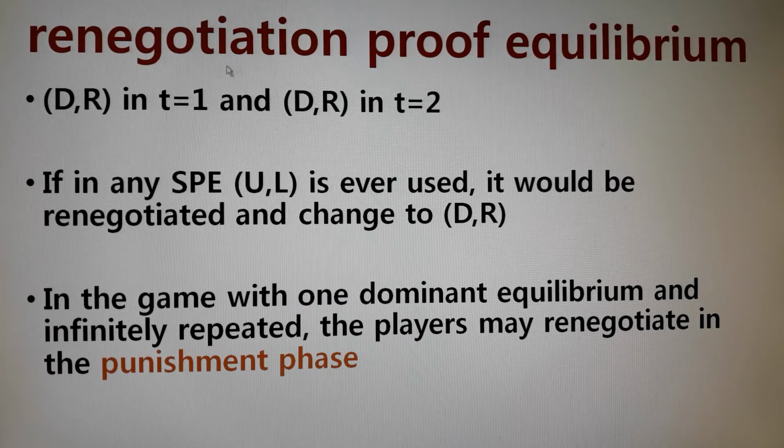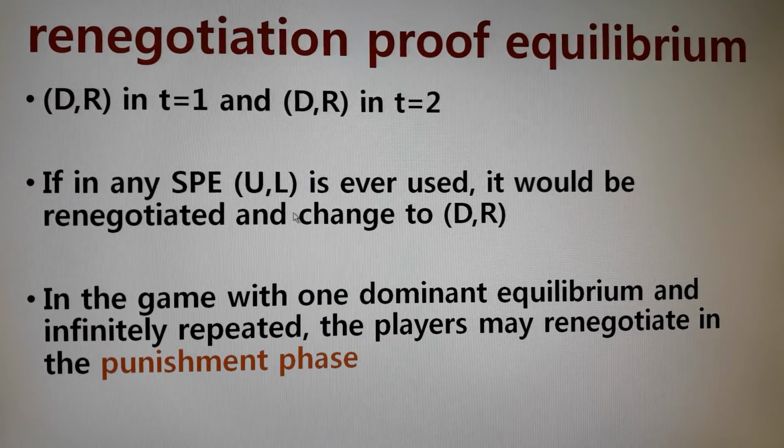So the only renegotiation-proof subgame perfect equilibrium would be DR in both T1 and T2, which means they are getting 3 and 3. Okay. In any subgame perfect equilibrium where UL is supposed to be played, it would be immediately negotiated and changed to DR. So the original subgame perfect equilibrium we talked about, getting 5, 5 at first and 3, 3 later, on the non-equilibrium path, they are supposed to play UL, but that should be renegotiated.